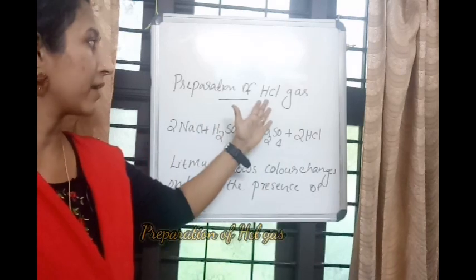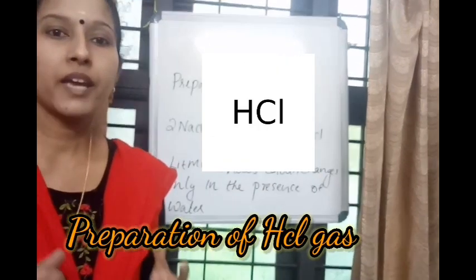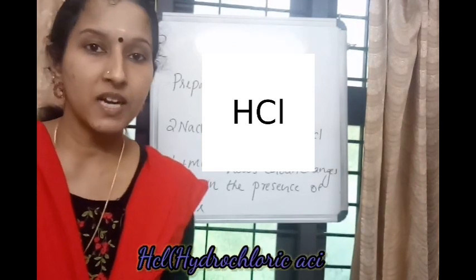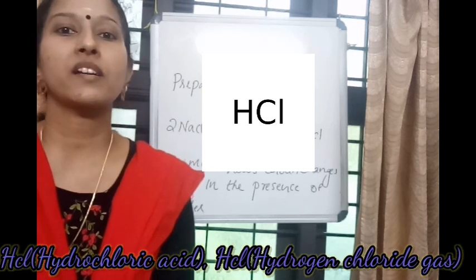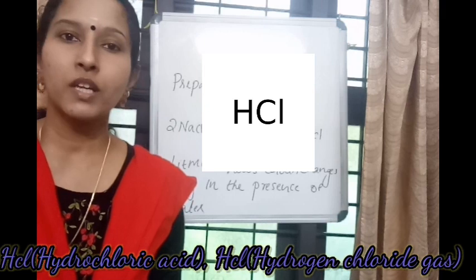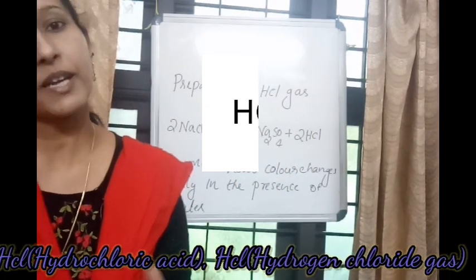Preparation of hydrogen chloride gas. HCl can be used in two ways. The liquid form of HCl is hydrochloric acid and the gaseous form of HCl is hydrogen chloride gas. So we can use the same formula for both. The liquid is hydrochloric acid and the gas is hydrogen chloride gas.